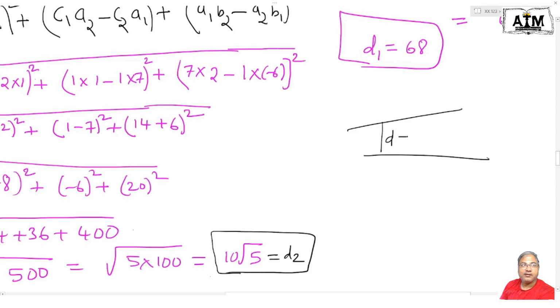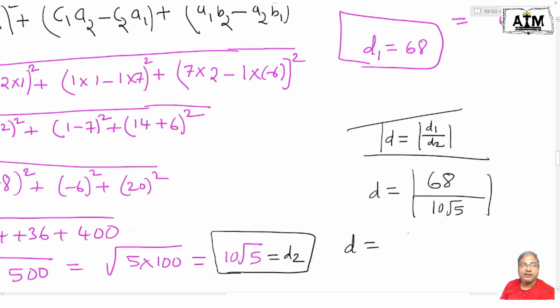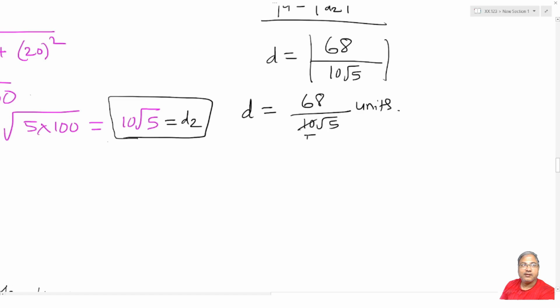The shortest distance between the skew lines, D, equals the modulus of d1 divided by d2. Therefore, D equals d1 value 68 and d2 value 10 root 5. So the shortest distance between the lines equals 68 divided by 10 root 5 units. Here we can cut it, 2 fives are 10, 2 thirty-fours are 68. So the shortest distance between the given two skew lines is 34 divided by 5 root 5 units.